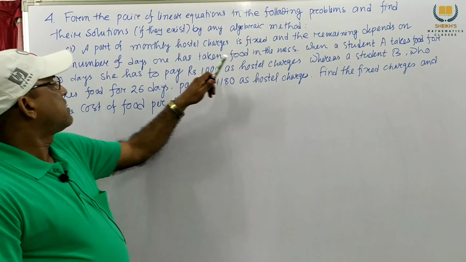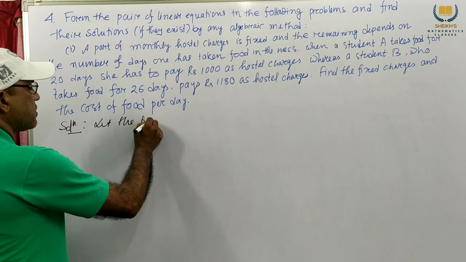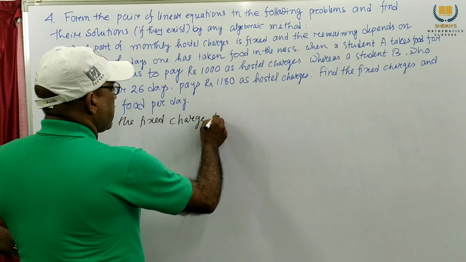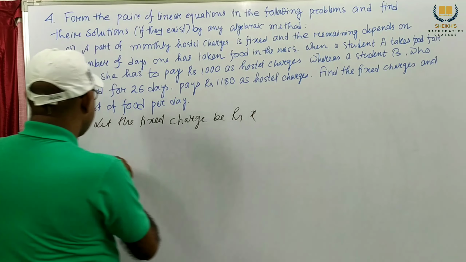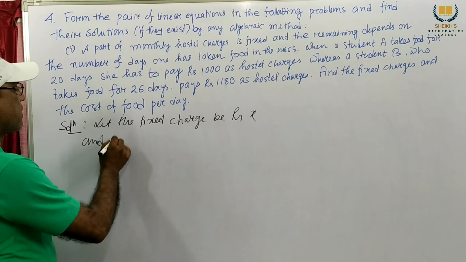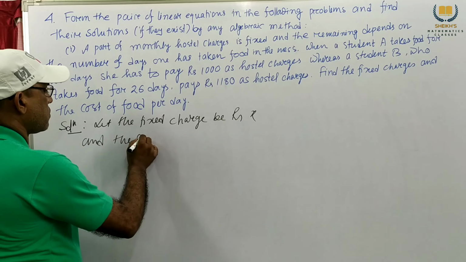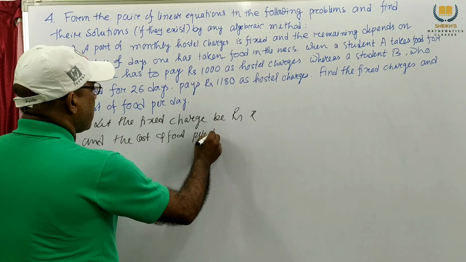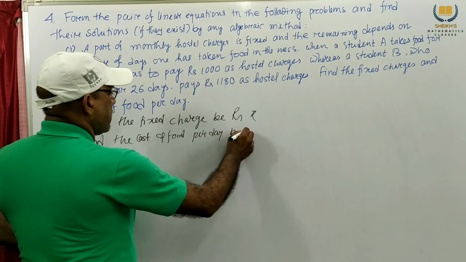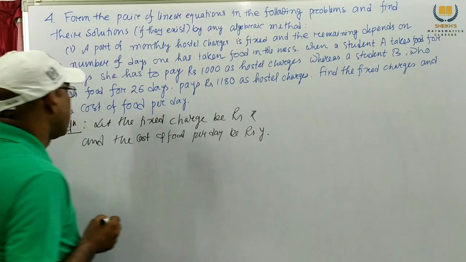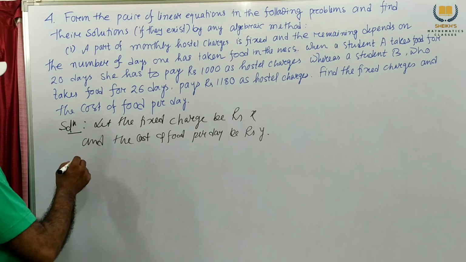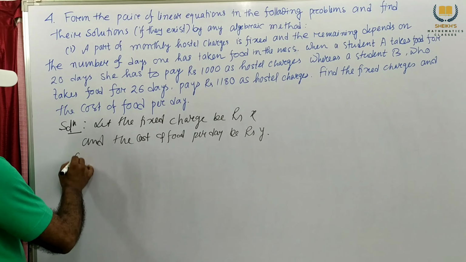Solution: Let the fixed charge be rupees X and the cost of food per day be rupees Y. So now case 1 we consider.